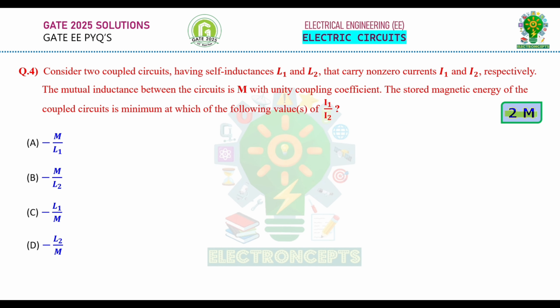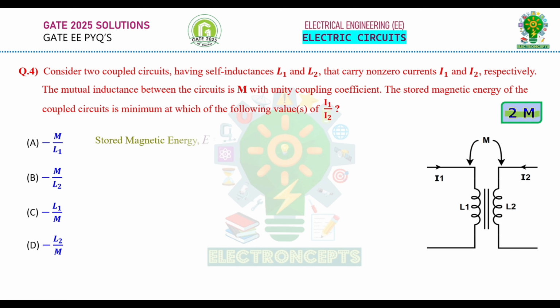Question number 4. This is a GATE 2 mark question. Consider two coupled circuits having self-inductances L1 and L2 that carry non-zero currents I1 and I2 respectively. The mutual inductance between the circuits is M with unity coupling coefficient. The stored magnetic energy of the coupled circuits is minimum at which of the following values of I1 by I2? This is a multiple select question. First, let us draw the circuit based on the given data.